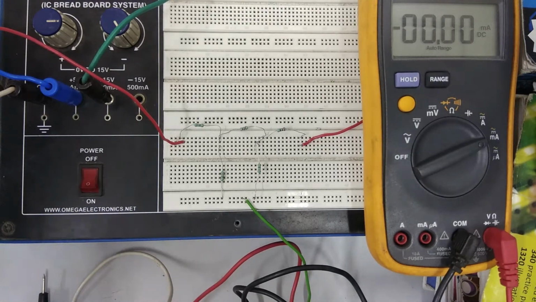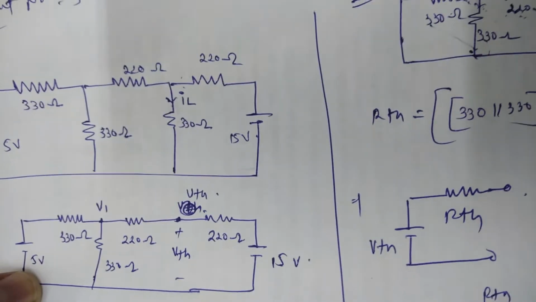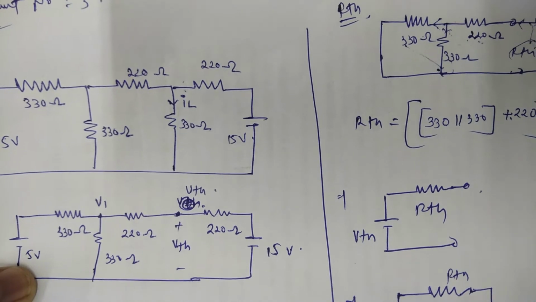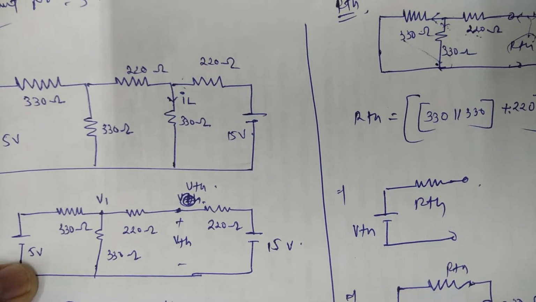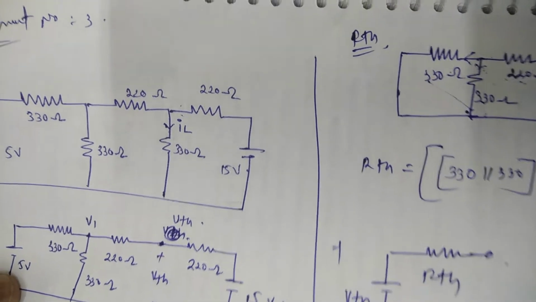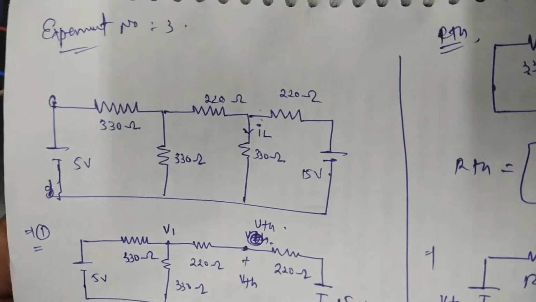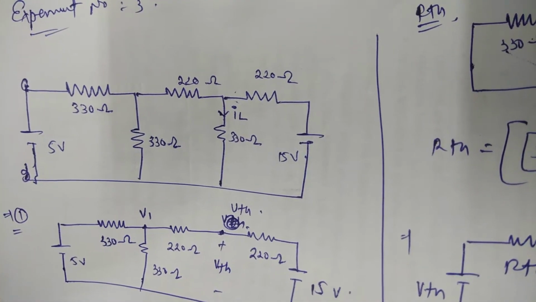We are going to perform experiment number 3. The aim of experiment number 3 is to find out the application of Thevenin's theorem on a DC resistive circuit. As we all know, we have this circuit and you have calculated all the values of VTH, RTH and IL.